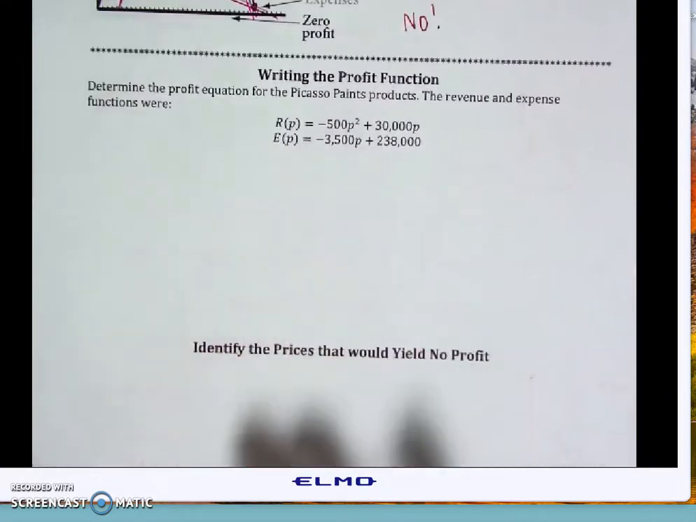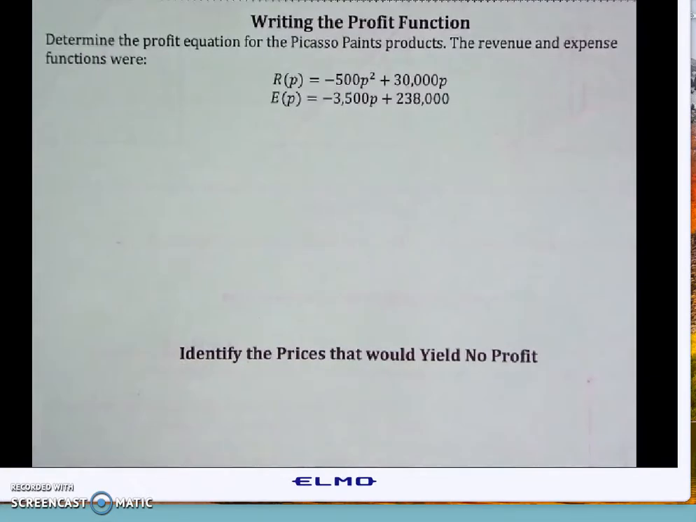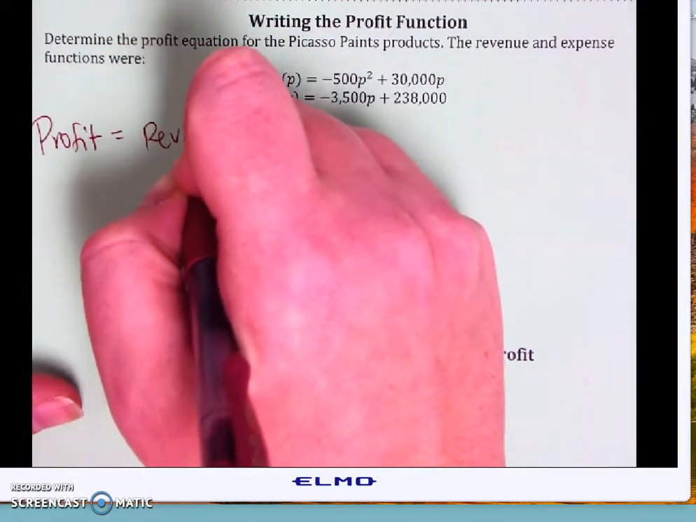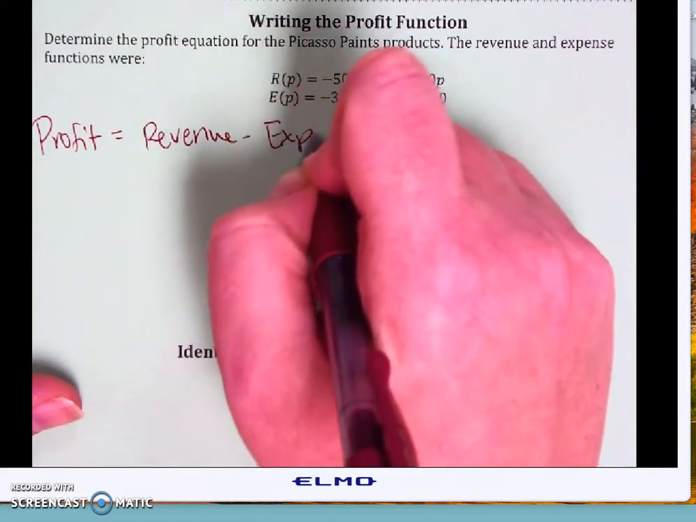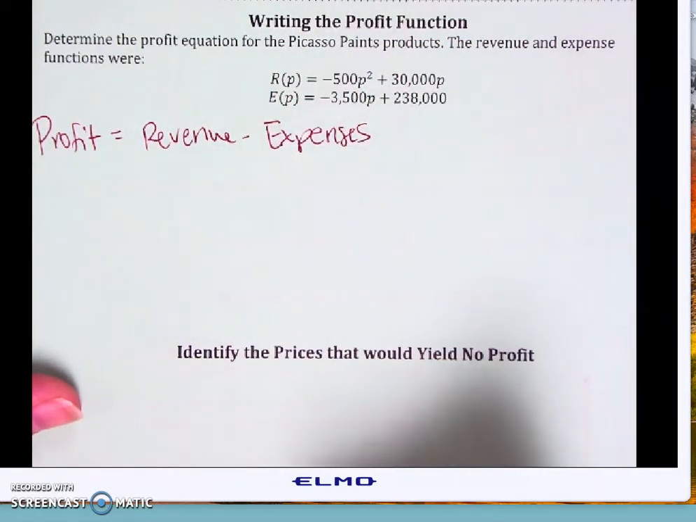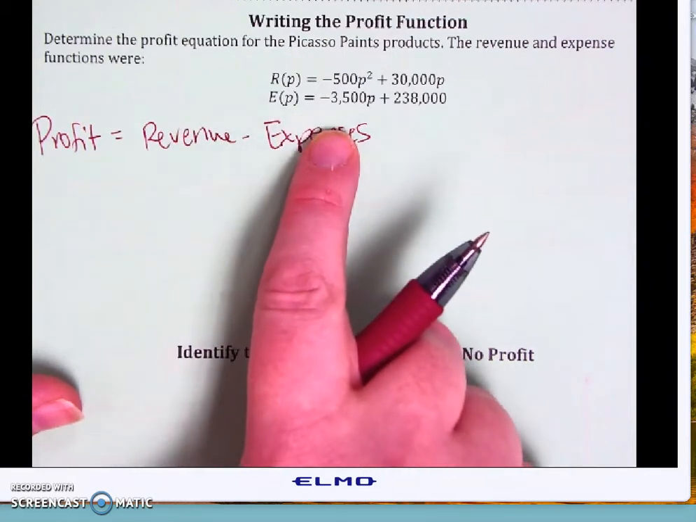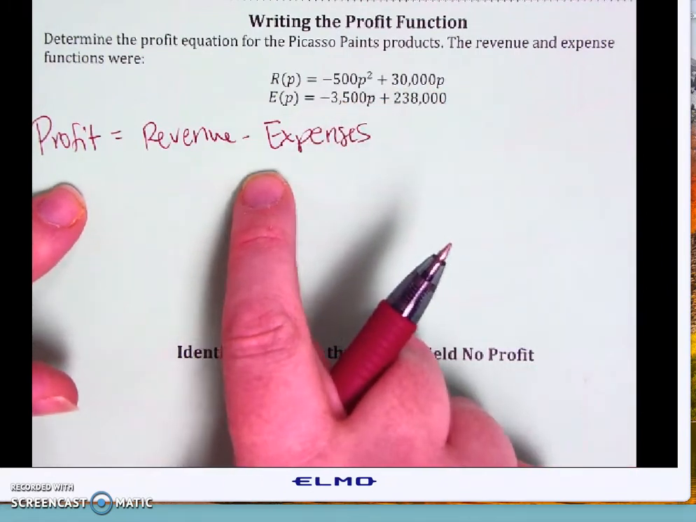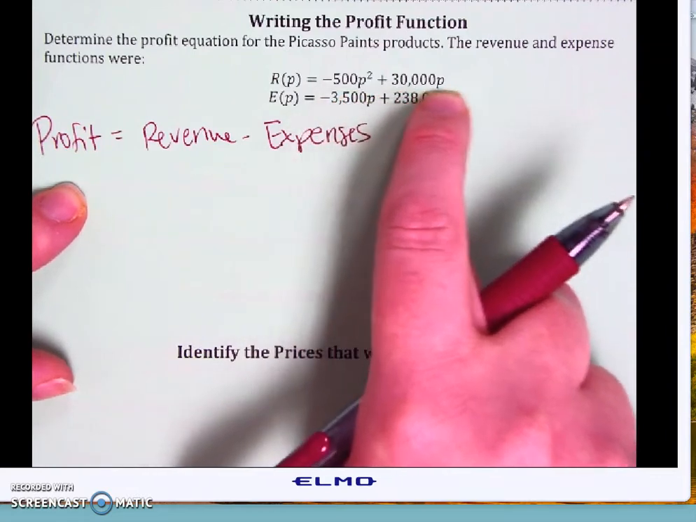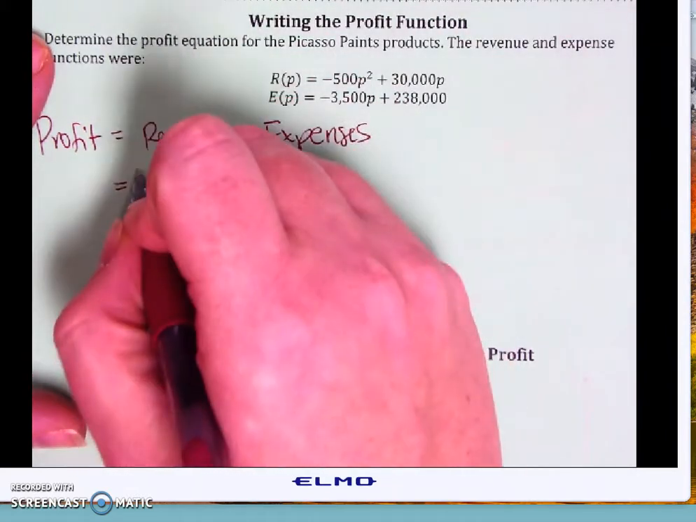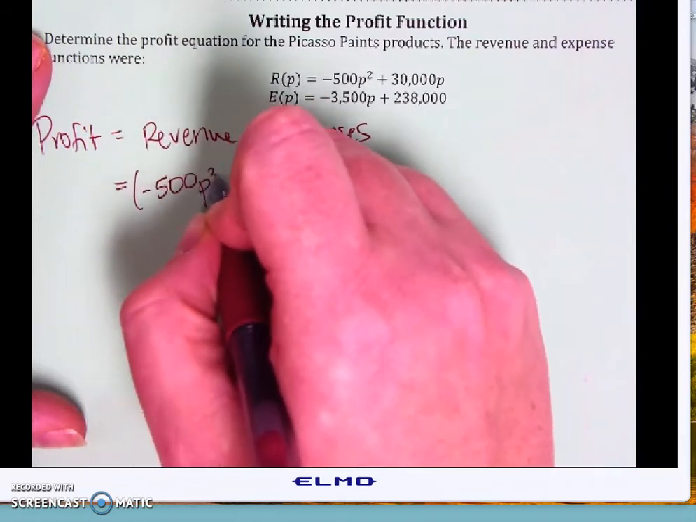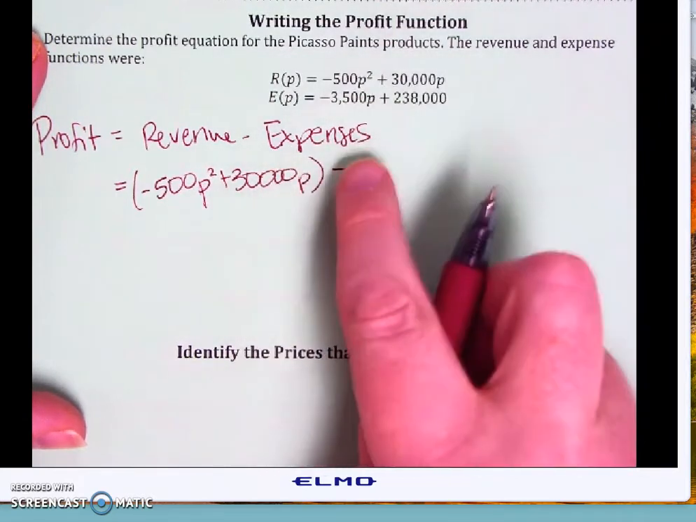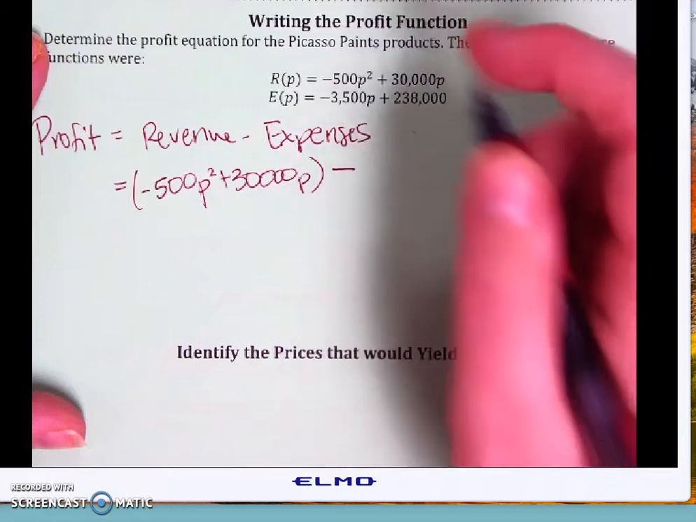All right, so let's look at writing a profit function. Profit is calculated by taking revenue minus expenses. Okay, the difference between revenue and expense is how we calculate profit. So we can abbreviate our calculations here to get a formula that represents profit. Revenue is negative 500p squared plus 30,000p, so I'm going to substitute that in. Okay. Minus, and then expenses are this calculation.